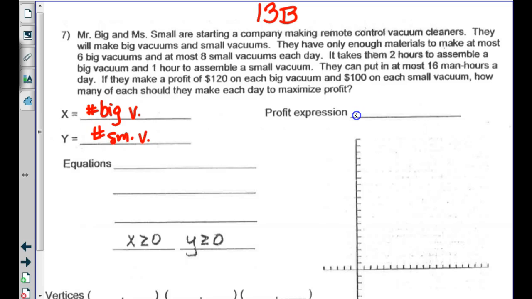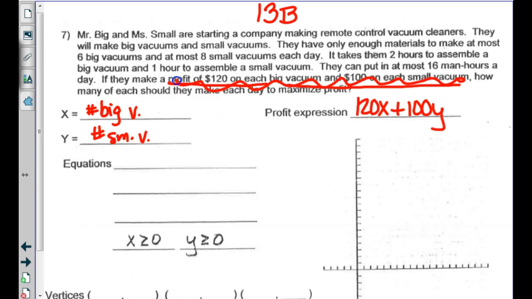Okay. I always do the profit so I can get that out of the way. Not worry about those numbers. Anybody know what's the profit? 120 on big, so that would be 120x, and 100 on small, so plus 100y. And now I'm done with those numbers, so I don't have to get confused with those. Okay. Who else can come up with an equation?